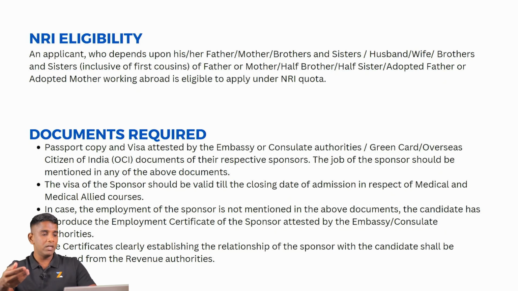Next we look at what documents are required. A passport copy and visa attested by the embassy or consulate authorities. Another is a green card or OCI card of the respective sponsors. If you have a sponsor, they need to produce these documents, attested by the embassy or consulate. The job of the sponsor should be mentioned in any of the above documents. So the documents that you produce should also mention what job the sponsor is doing.